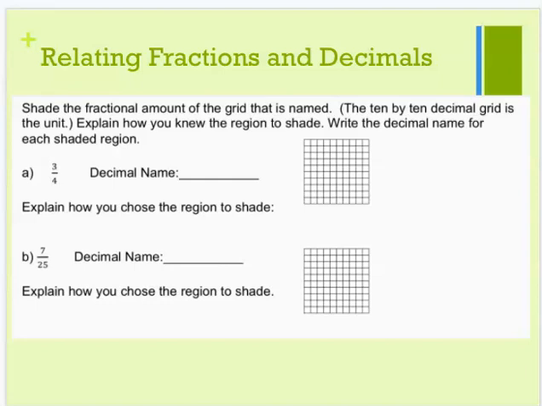So the first fractional amount we have is 3/4. If you had a grid of 100 squares, how would you split it up and show 3/4? Be sure you write the decimal name and explain how you chose the region to shade. The second one is 7/25. Same idea there. Figure out how you want to shade that 100 grid to represent 7/25.